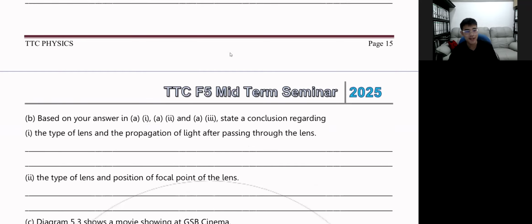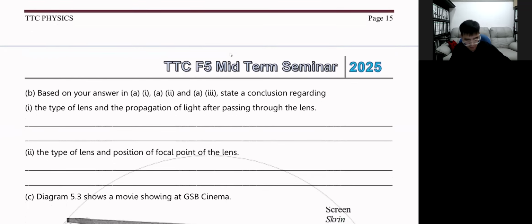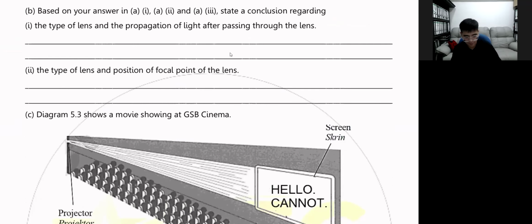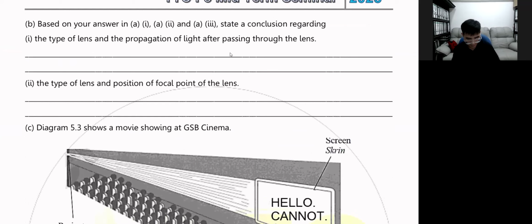The question asks you, based on your answer in A1, A2, and A3, state a conclusion regarding the type of the lens and the propagation of the light passing through the lens, and also the type of the lens and the position of the focal point of the lens. This answer might be a little bit longer, so bear with me. First, we can write: the light rays will be converged. Actually, not too long.